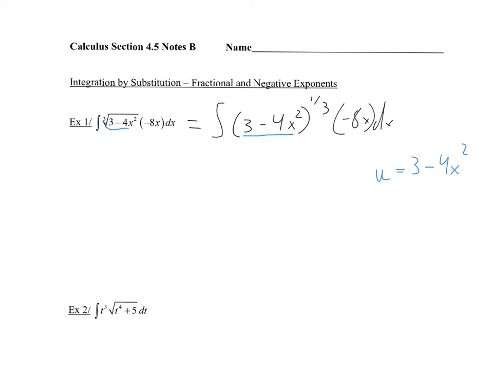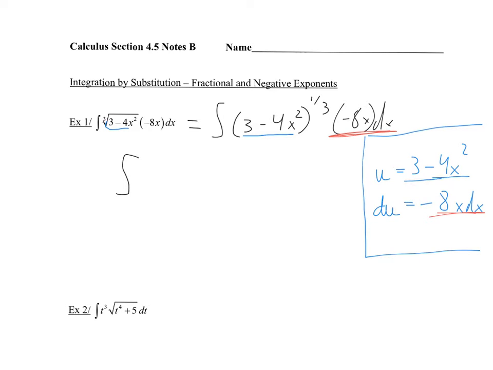Ignoring the integral, I want to just take the derivative of u. Whatever I selected as u, I'm going to take the derivative of that. Well, the derivative of 3 is 0. The derivative of negative 4x squared would be negative 8x dx. Now this is nice because you'll notice I have negative 8x dx in the problem. And so I don't have to put anything on the inside or outside of the integral sign. And so I can simply rewrite this as the integral of, well, if u is 3 minus 4x squared, this right here is u. So that would be u to the 1/3 power. And then that negative 8x dx becomes du.